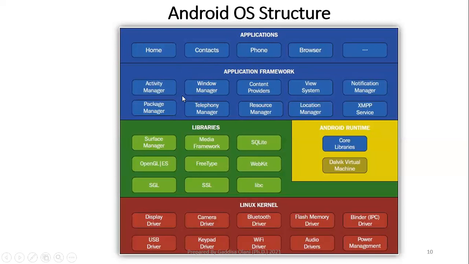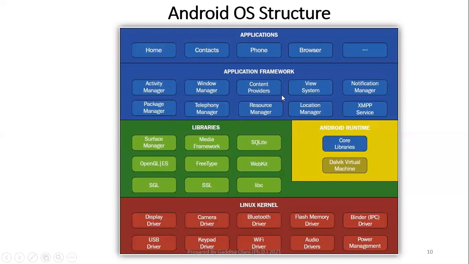That can be an activity manager, window manager, content provider. This library allows us to exchange data between applications. For example, if you want to build an application that needs access to your contacts, you can use a content provider. Through the content provider, you will have access to the database of another application, so you don't need to recreate it. That will be done with the help of the content provider.